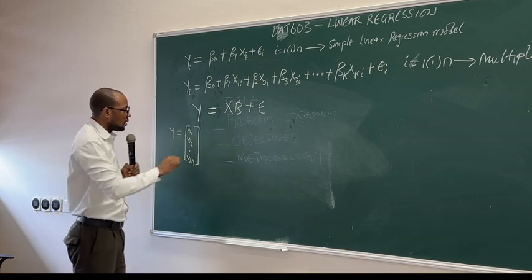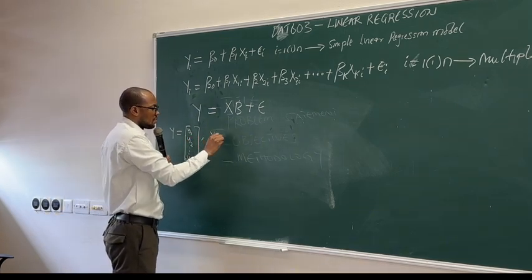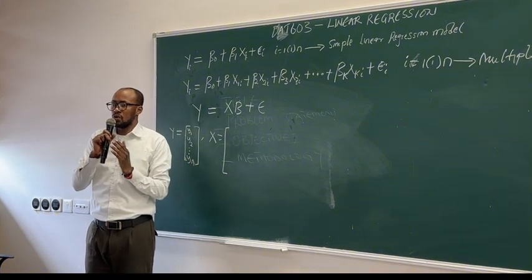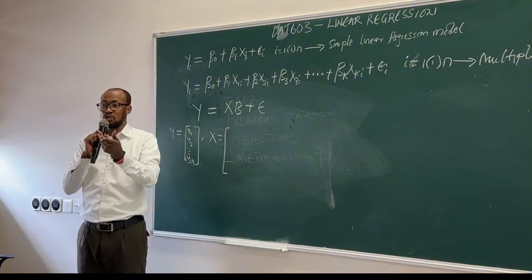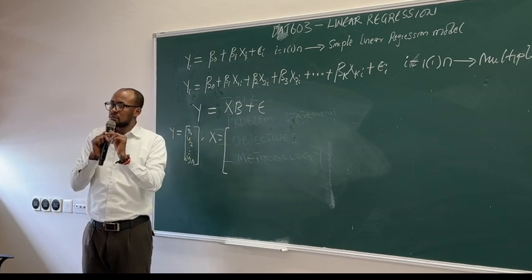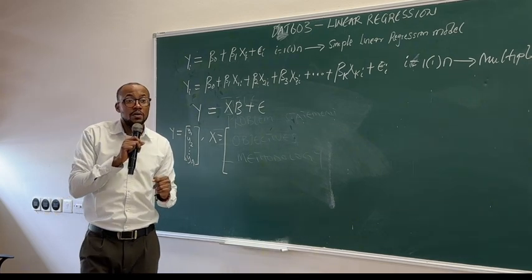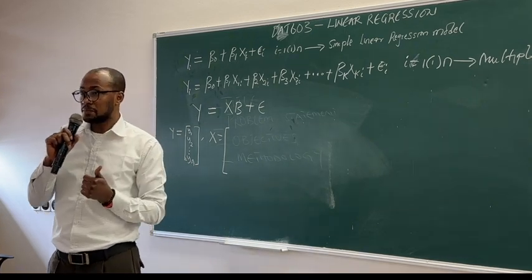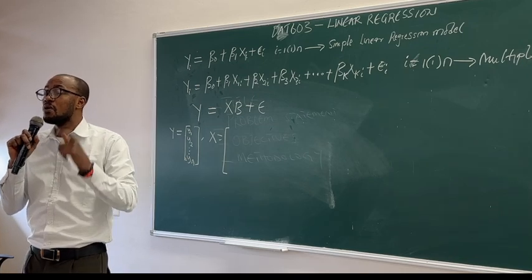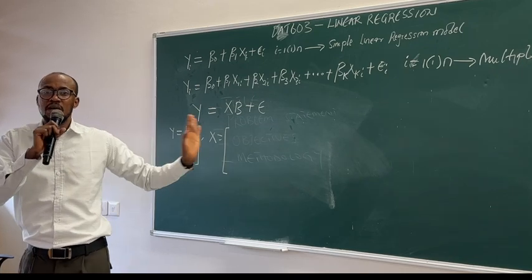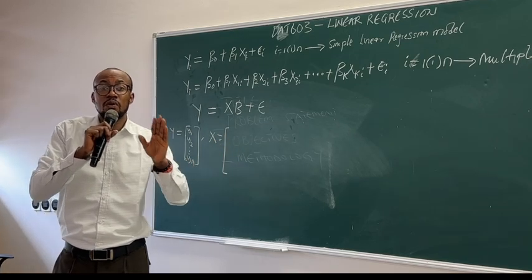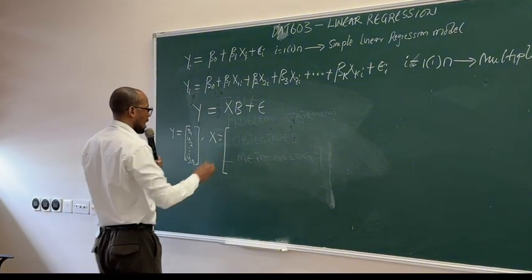Then X becomes a matrix of predictors. It's also called the design matrix. I'd like you to make note of that. X is a matrix of predictors, also called the design matrix, and this matrix is usually of full rank. I'm going to write the elements of this matrix now, and then we discuss why it is of full rank. So the matrix has this form.